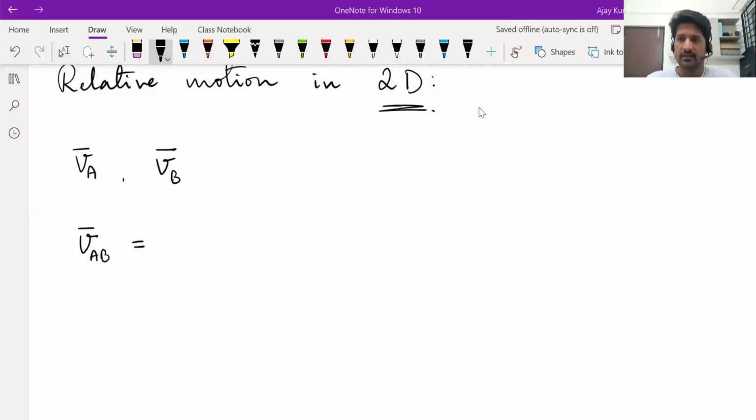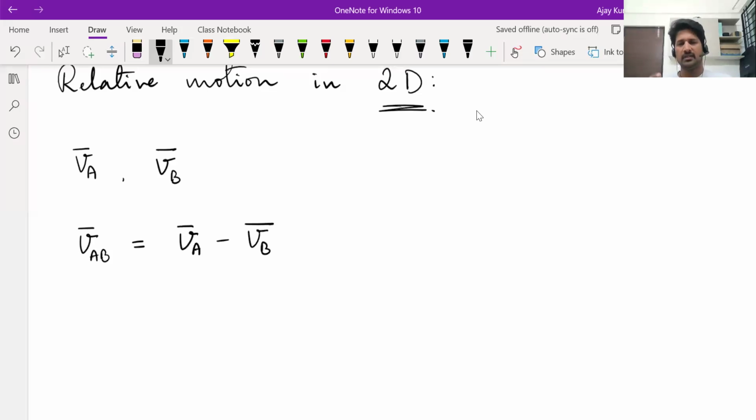We had discussed this in relative motion on a straight line. Velocity of A minus velocity of B. Okay, correct. Velocity of A relative to B, or velocity of A with respect to B, is calculated as velocity of A minus velocity of B.